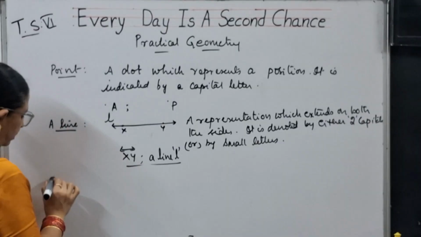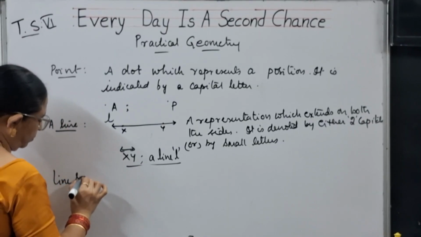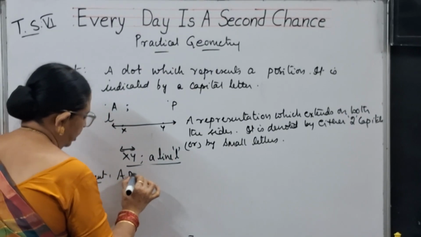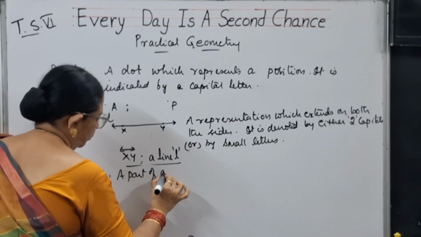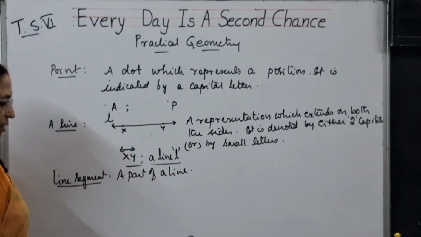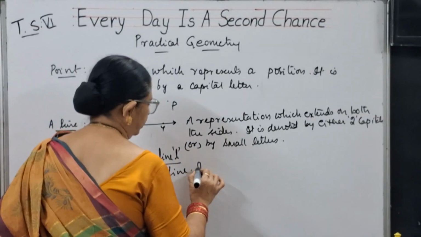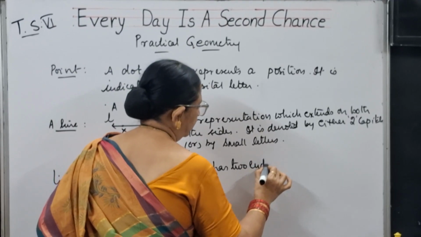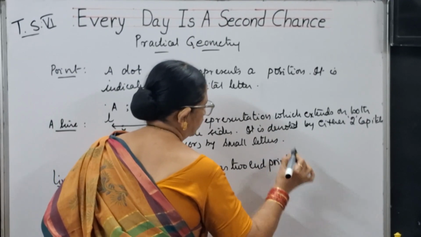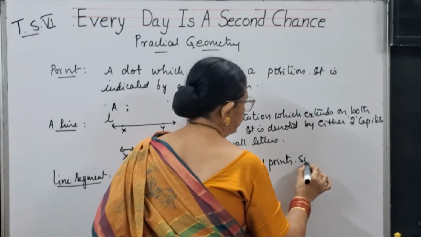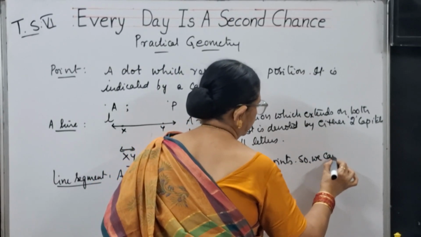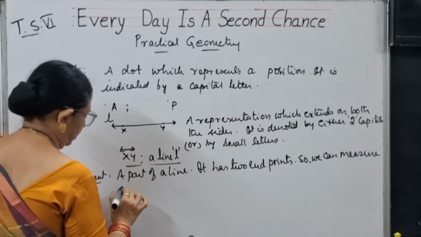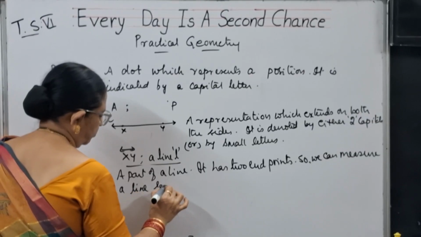Okay. Now, line segment. What is a line segment? It is a part of a line, and it has two end points. Hence, we can also measure it. So, we can measure a line segment.